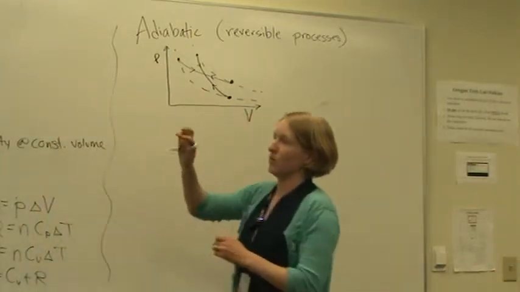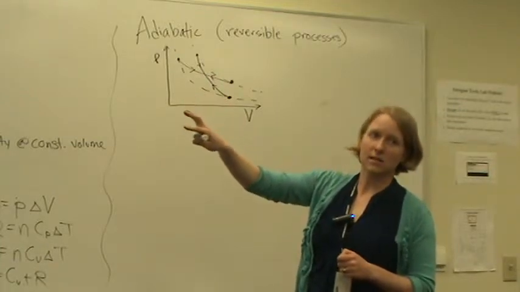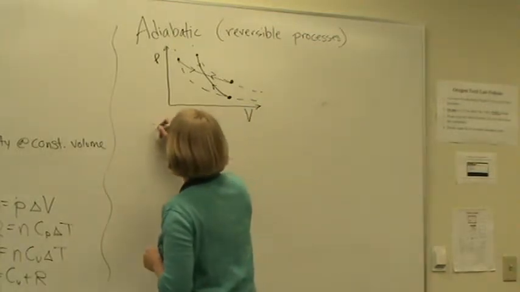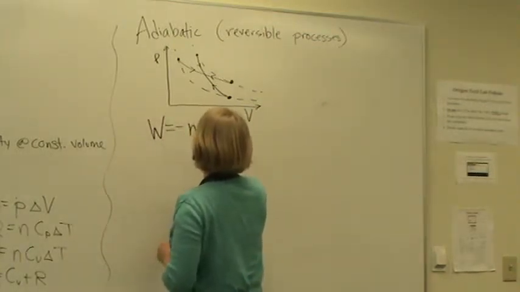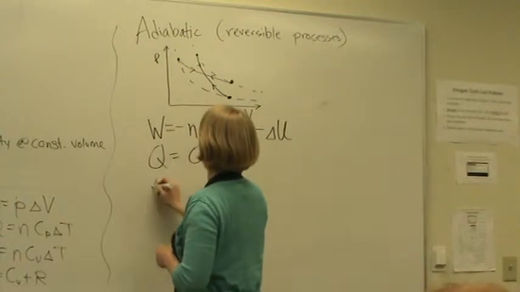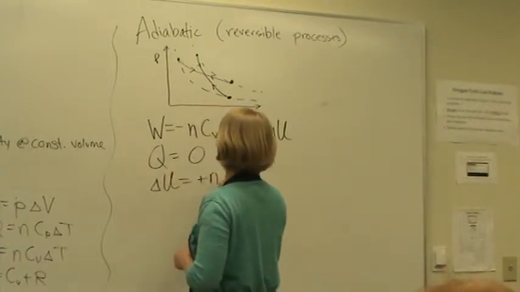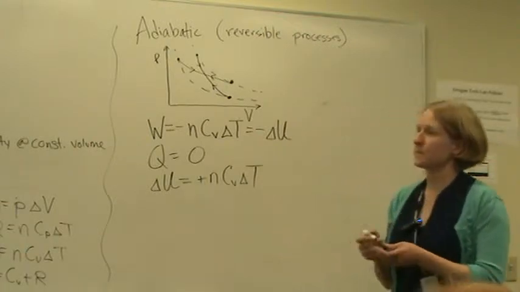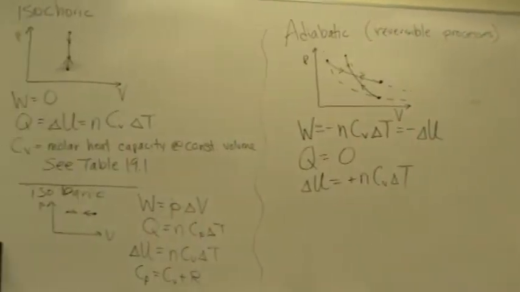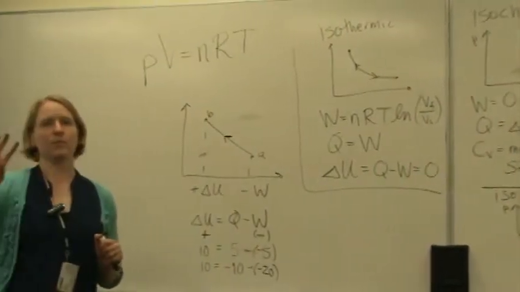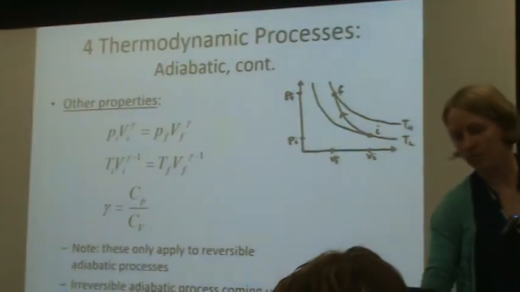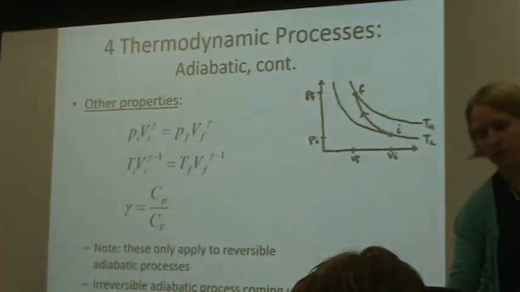All right, and so by definition, no thermal energy is gained or lost. So Q is 0 for this one. Work is equal to minus nCV delta T, so that's minus delta U. Q is 0, and delta U is plus nCV delta T. Okay, so those are the 4 reversible thermodynamic processes, and a few more equations for the adiabatic process.